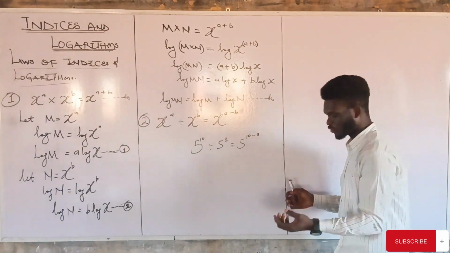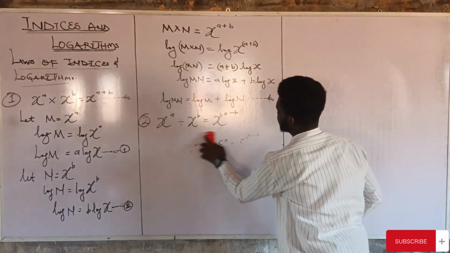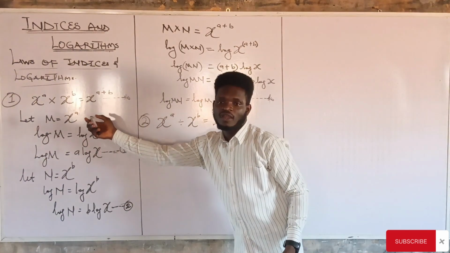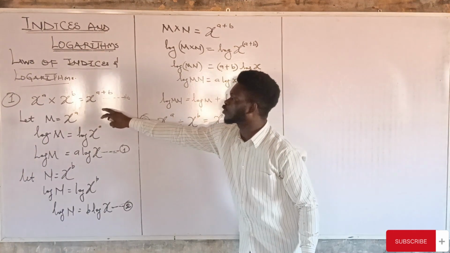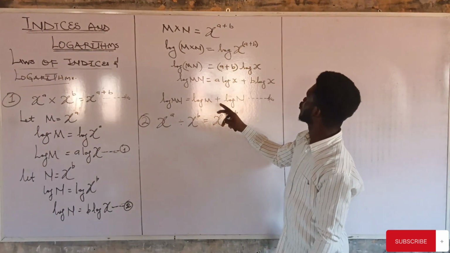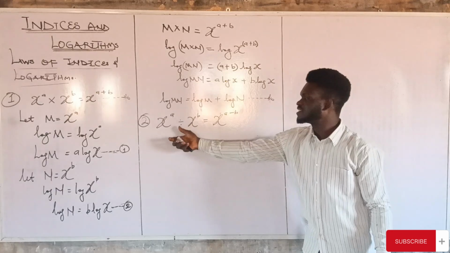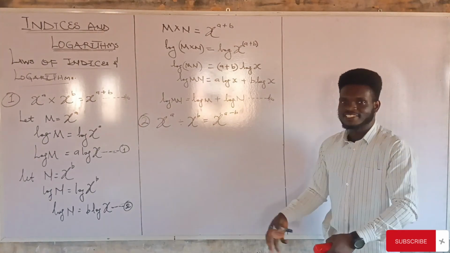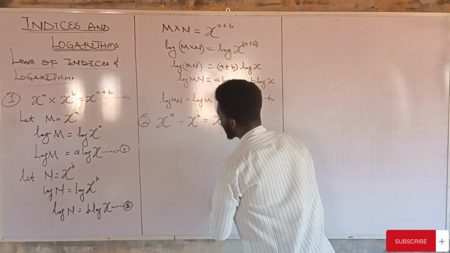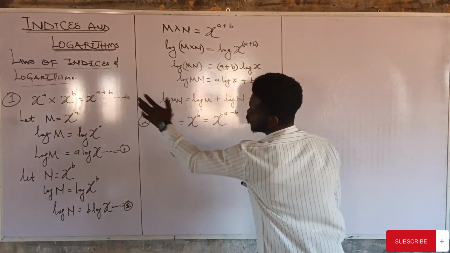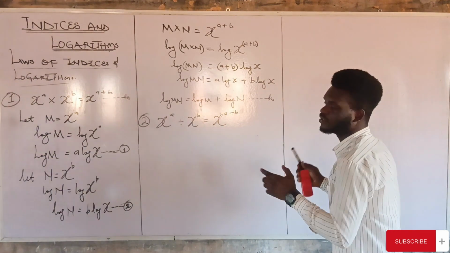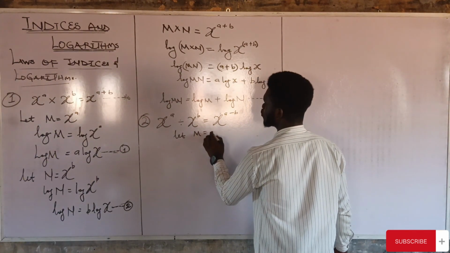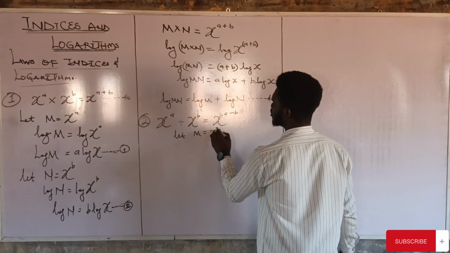So this is a system of operation. This one is the product law, and this one is the division law. So this is the product law for indices, this is the product law for logarithm, and this is the division law for indices. We are going to prove the division law for logarithm also. So what are we going to do here? Very simple, just the same steps that I followed. You just say, let n still be equal to x raised to the power of a.